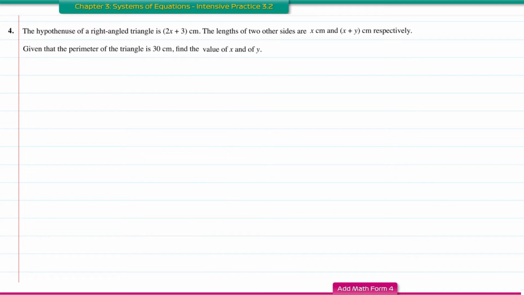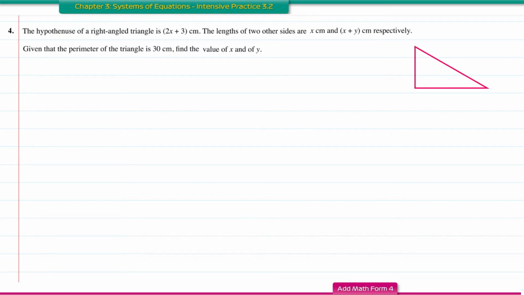Question number 4. The hypotenuse of a right angle triangle is 2x plus 3 centimeters. The lengths of the two other sides are x centimeters and x plus y centimeters respectively. Given that the perimeter of the triangle is 30 centimeters, find the values of x and y.